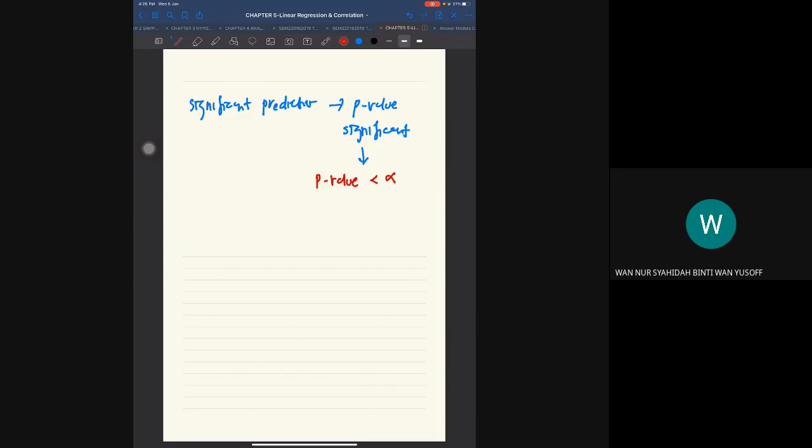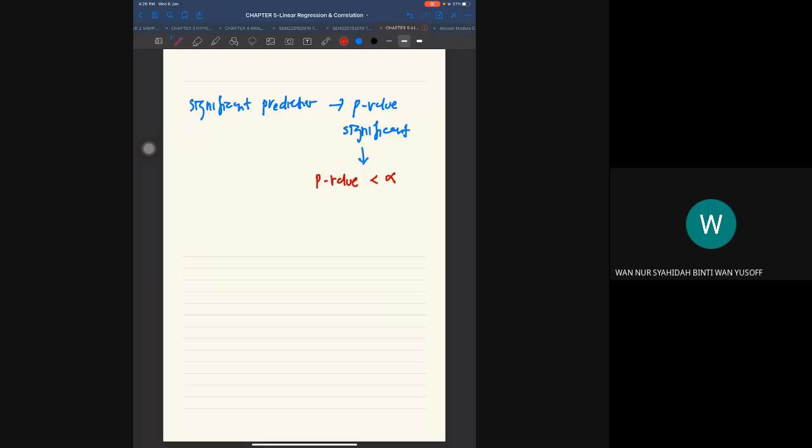How do we know that it is a significant predictor? It is when your p-value is significant. How do we know the p-value is significant? If your p-value is less than alpha, then we have a significant p-value. Hence, we have the significant predictor.